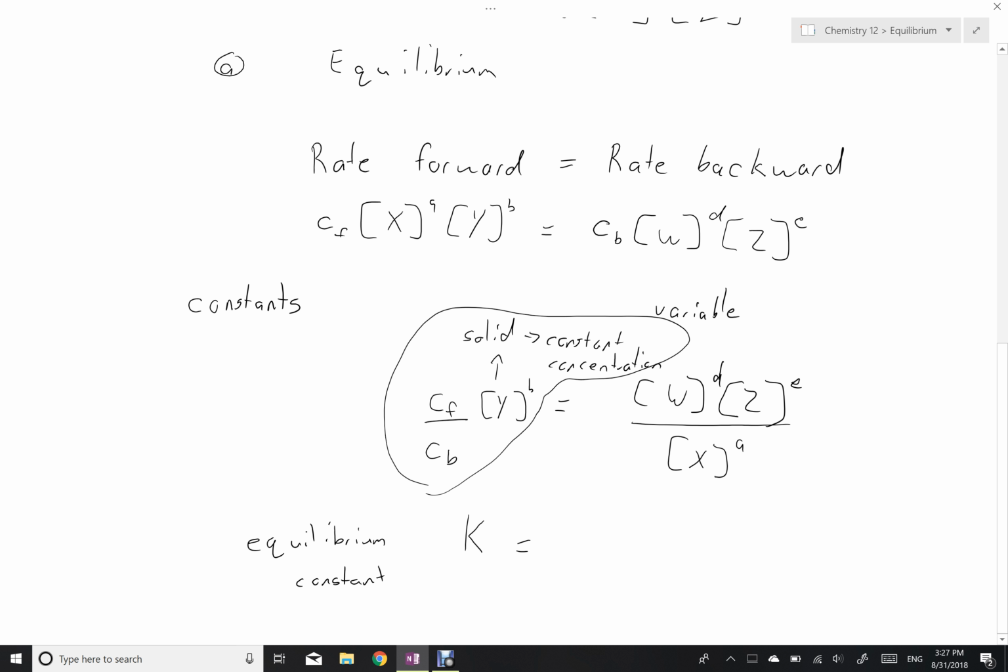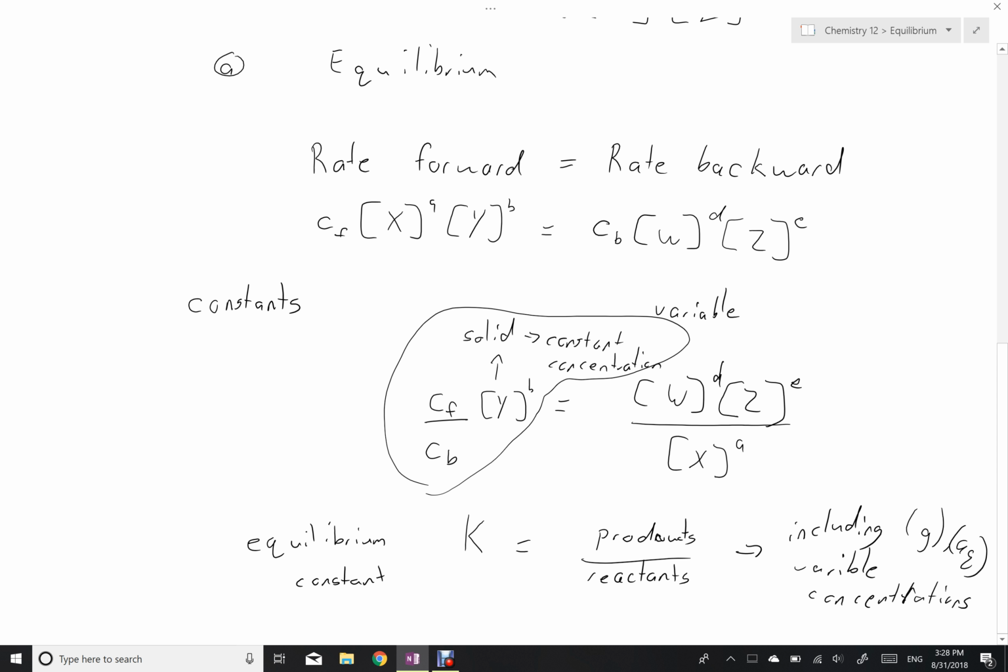And that's going to be equal to the concentration of my products over my reactants, as long as I'm only including variable concentrations. Again, gases or aqueous products.